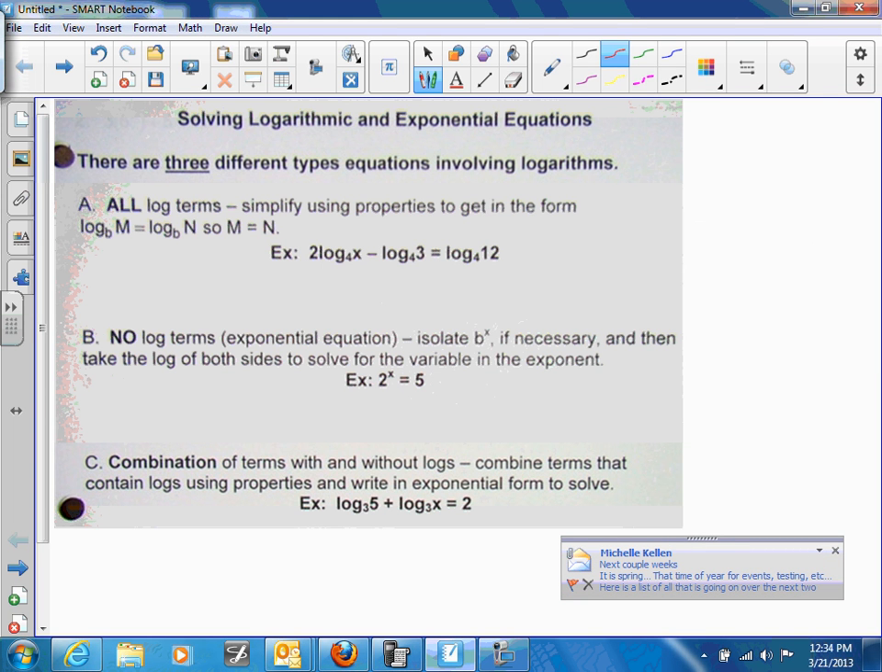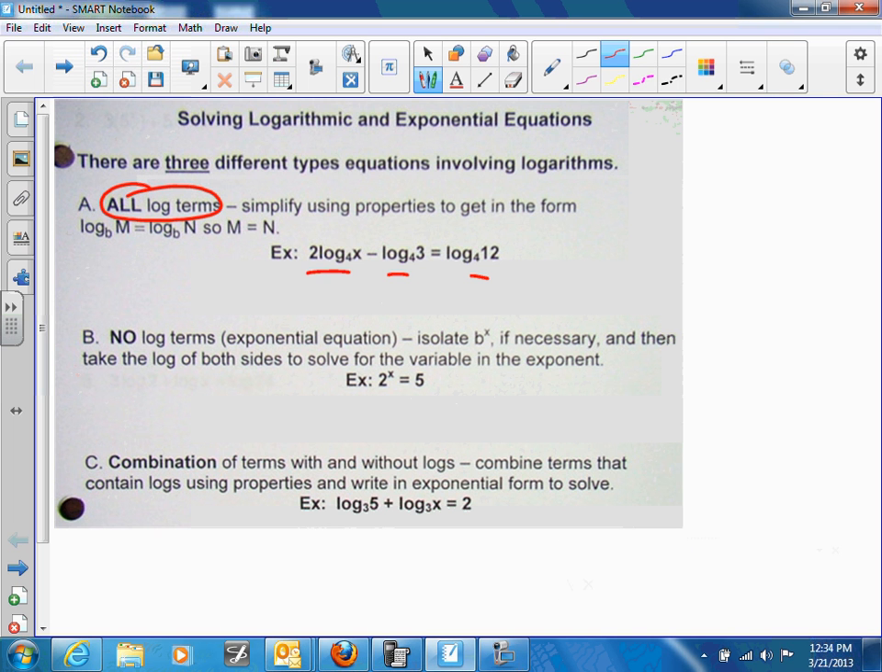Okay, so we're going to be solving logarithmic and exponential equations. There are basically three types of equations. The first type is when you have all log terms, and when you have all log terms, you want to get it into this form, log base b of m equals log base b of n. That way you can just get rid of the logs and just put m equals n.